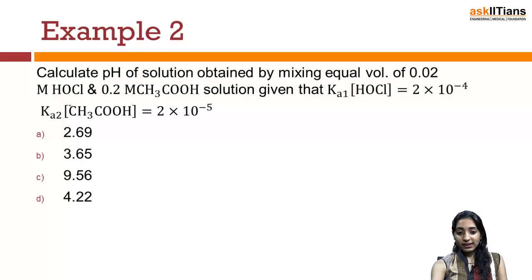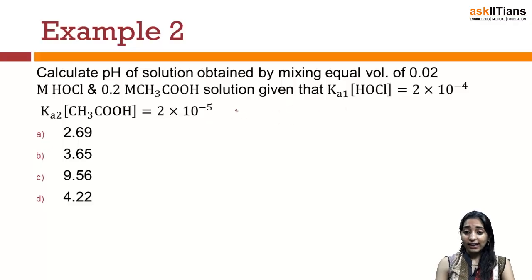Let's move over to another question that has been asked in this regard. The question being asked is, you have to calculate the pH of a solution which is obtained by mixing equal volume of 0.02 molar HOCl and 0.2 molar acetic acid solution, given that the Ka1 for HOCl is 2 into 10 to the power minus 4 and the Ka2 for acetic acid is 2 into 10 to the power minus 5. And you have to find out the pH of the solution.